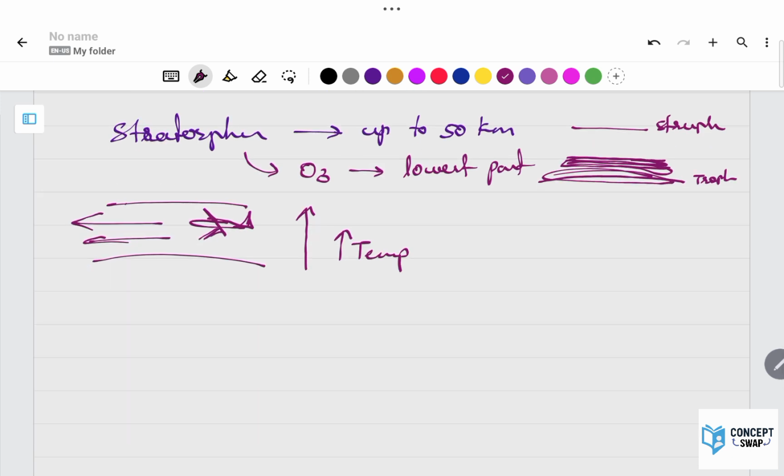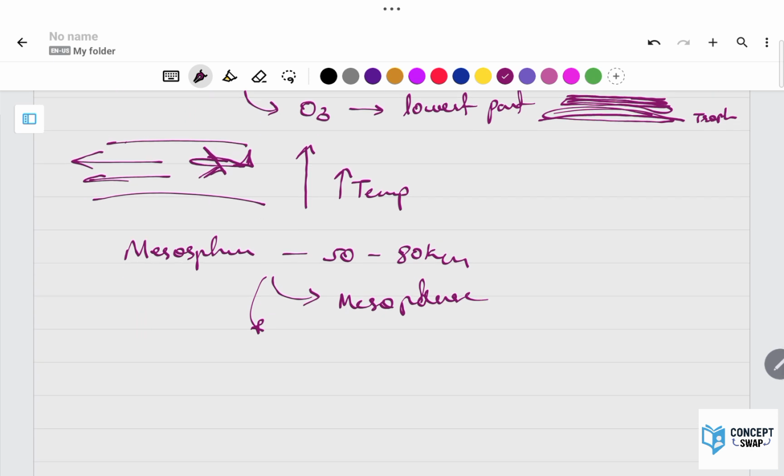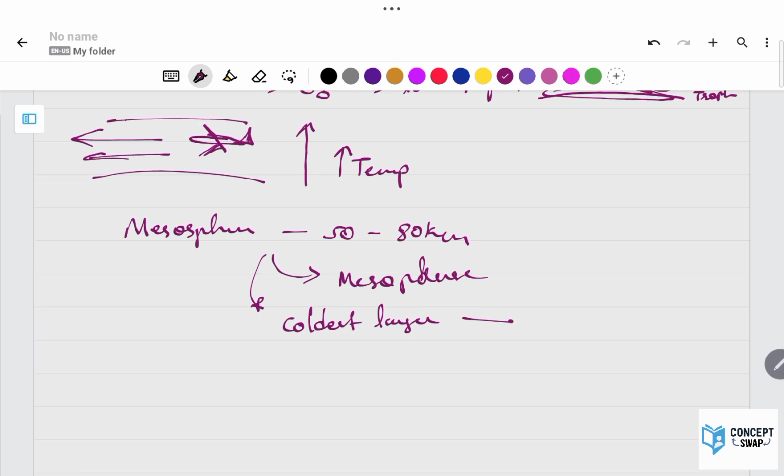Okay, let's move on to the next layer, the mesosphere. The mesosphere is from 50 to 80 kilometers, up to the mesopause. It is the coldest layer in the atmosphere. The temperature decreases as height increases.